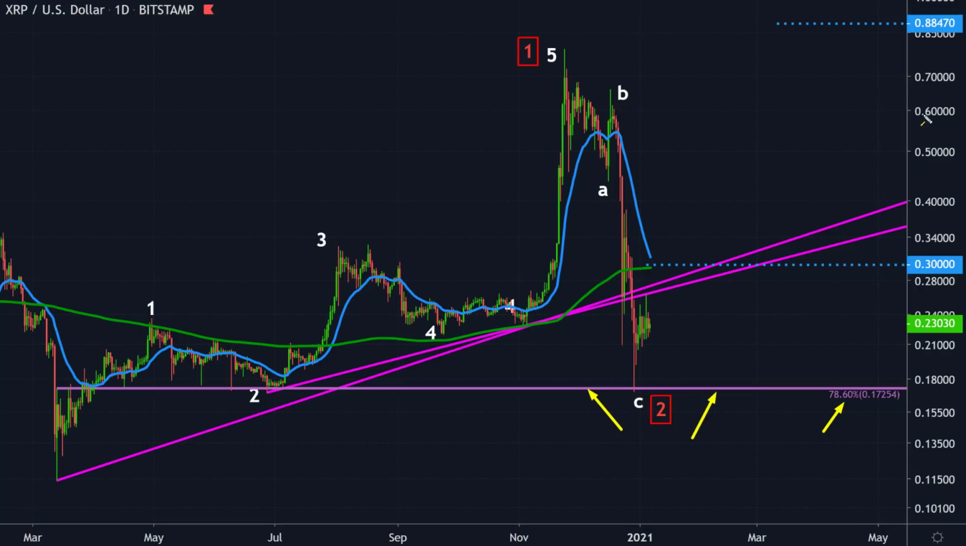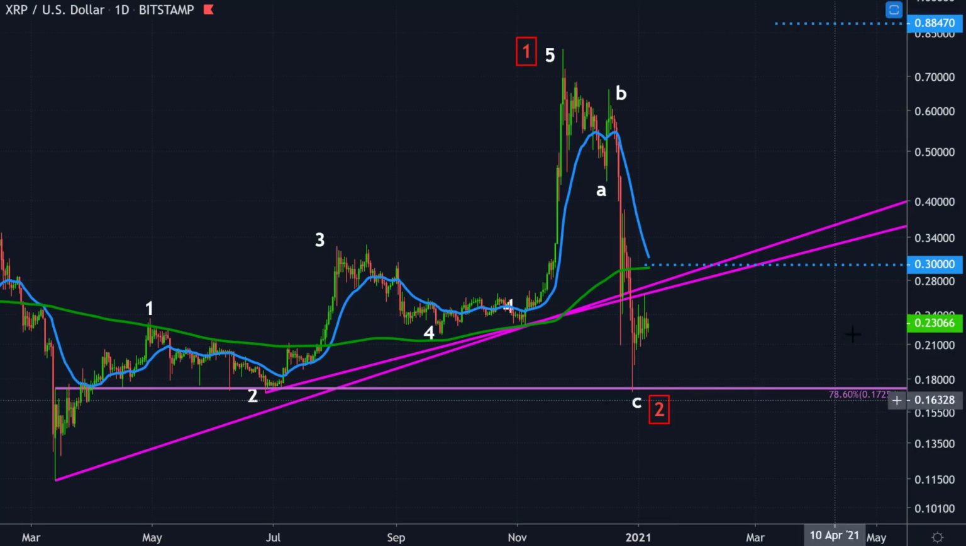All right, guys, so my first potential bullish scenario for XRP is this. If we've bottomed here, which I think is likely, then the C wave of the probable wave 2 has likely completed at this level you're seeing here at 0.17. So as long as this level holds, the first scenario that could happen is this.